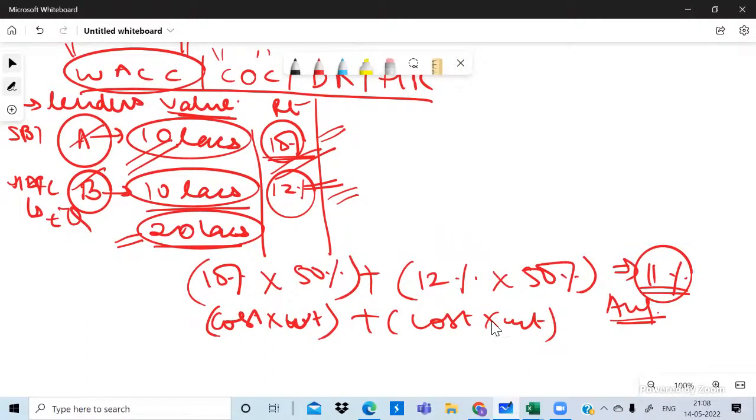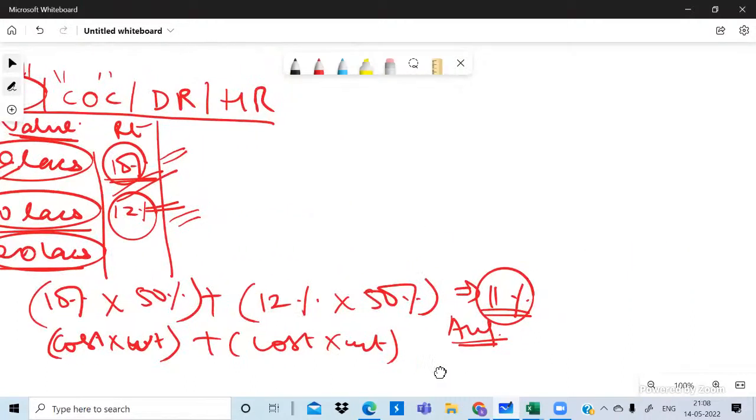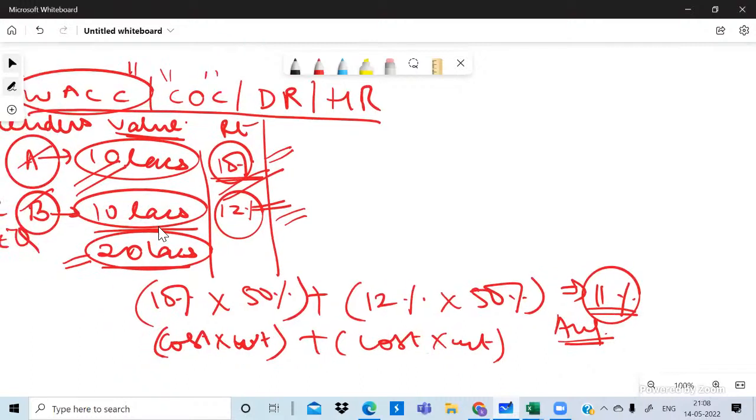Yeah. So what is this 11%? A is not getting 11%. A is getting 10% only. I'm saying on an average, people investing money in my company, that is people who are investing 20 lakhs, how much do they want? They want 11%. So 11% of 20 lakhs, that is how much? 2.2 lakhs. So they want 2.2 lakhs, out of which how much does A want? He wants 10% of 10 lakhs, which is 1 lakh.